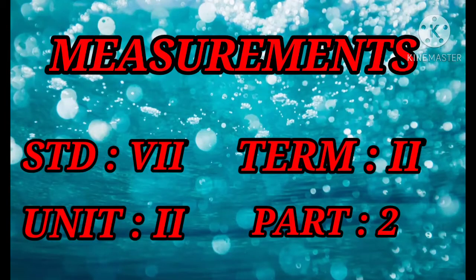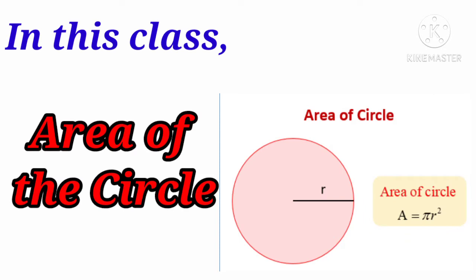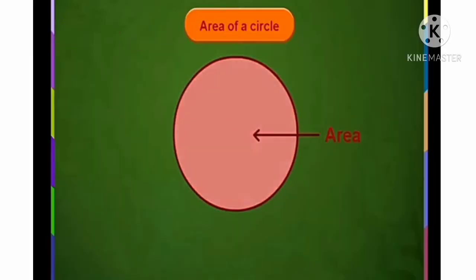Measurements is our second unit of this term. In the last class, we learned about the circumference of the circle. Today, we are going to see about the area of the circle. The part inside the circle is the area of the circle.